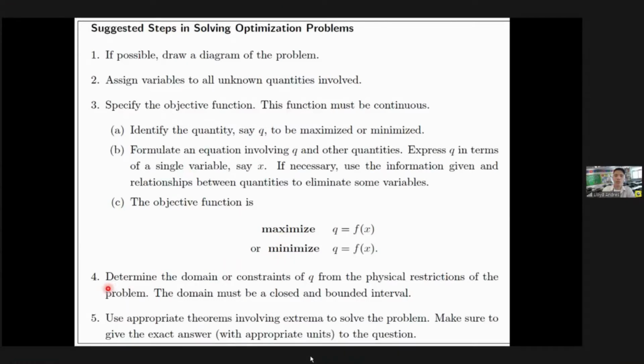Then, the objective function is it's either i-maximize nimo or i-minimize to nimo. Then, ikaapat is determine the domain. You have to be aware kung unsa ray pwede na values. Then, lastly is use appropriate theorem. So, kato ato mga theorem nga gamito na.